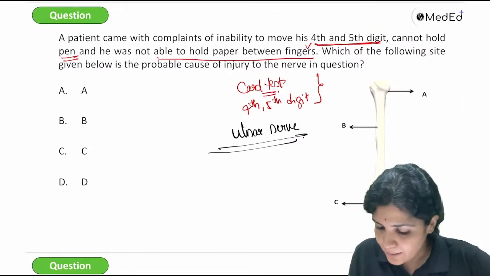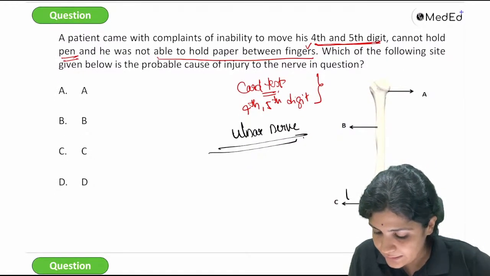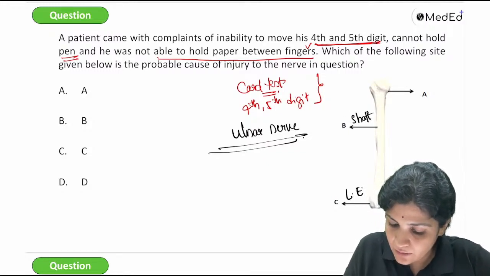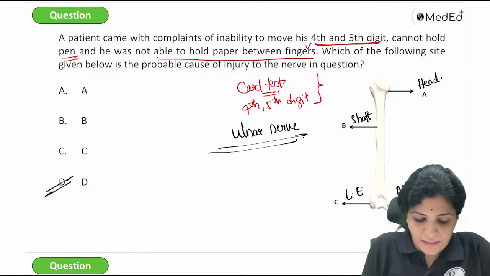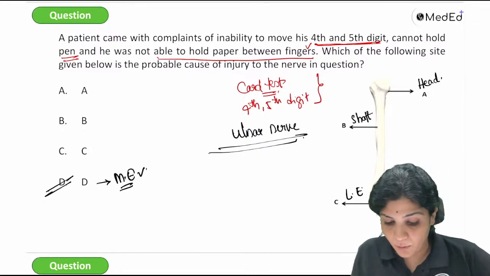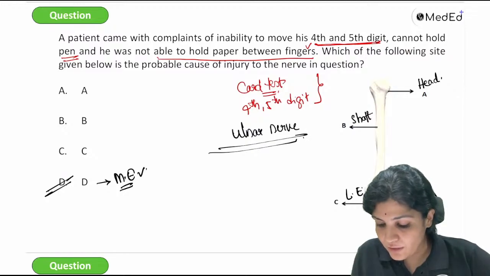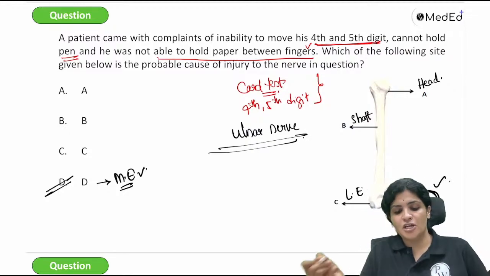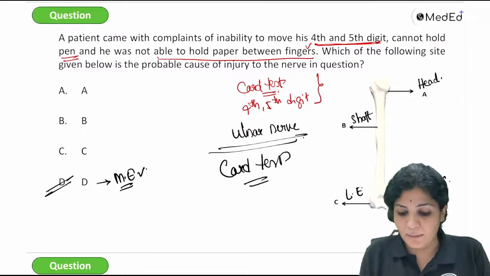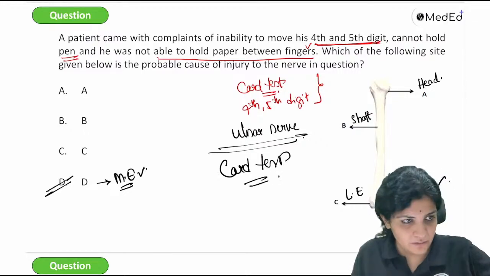Yes, this is the medial epicondyle, the lateral epicondyle, the shaft, and the head of the humerus or the proximal humerus. So you can feel the ulnar nerve at the medial epicondyle, and sometimes there would be a problem at the medial epicondyle and the ulnar nerve can be damaged. So this will result in a positive card test and the problem in your fourth and fifth digit. Very good, Nitin.